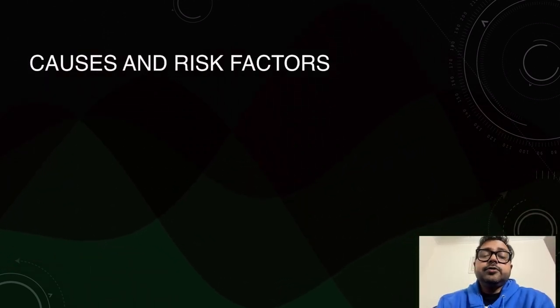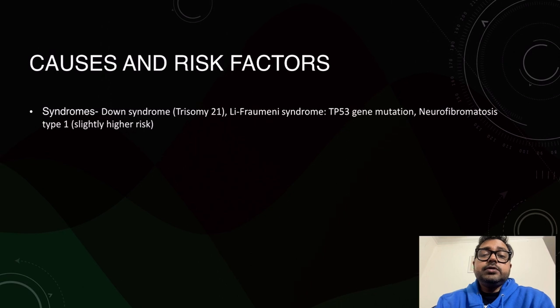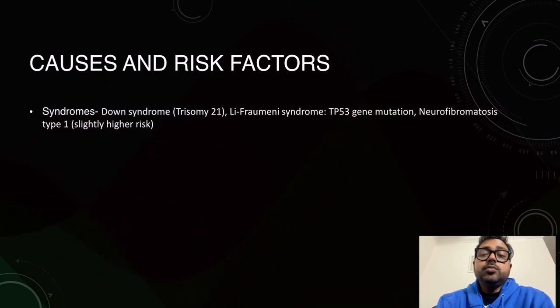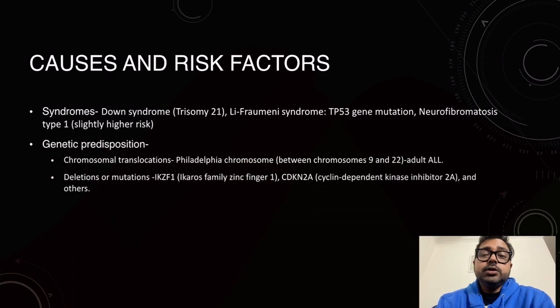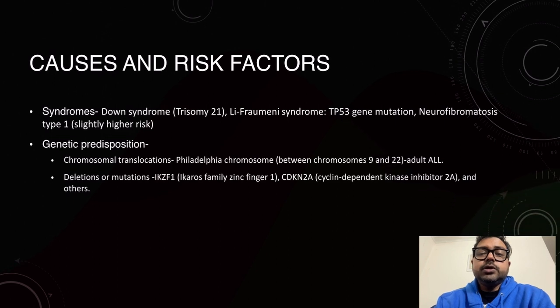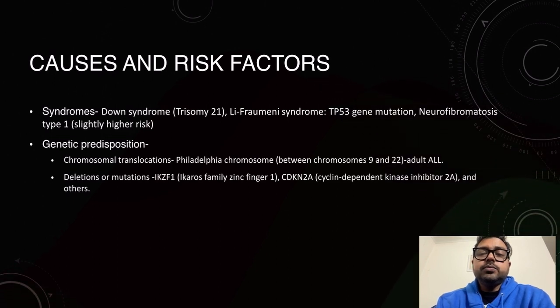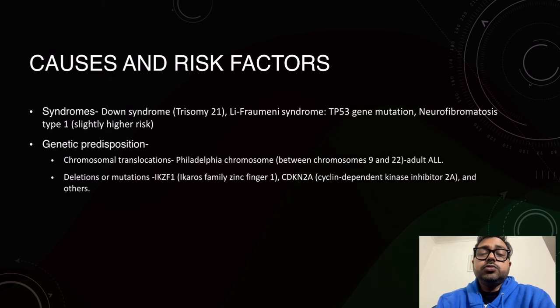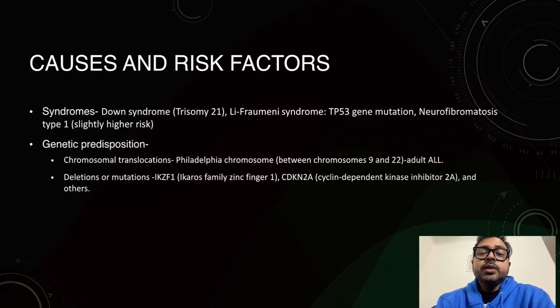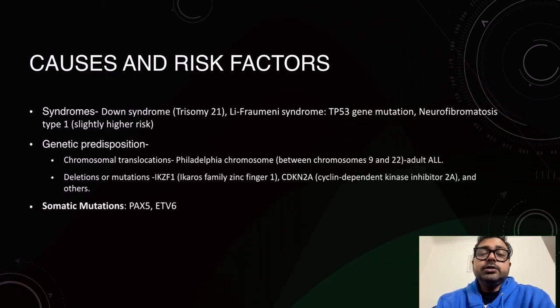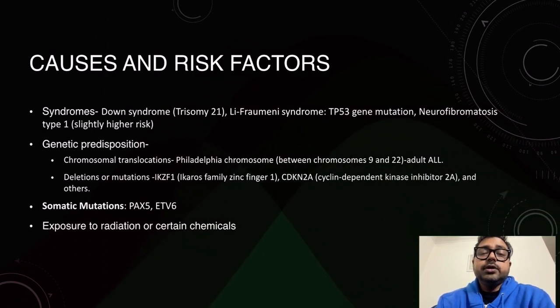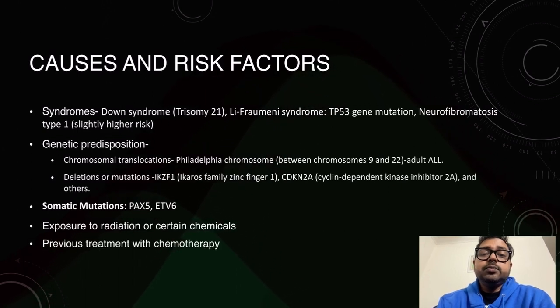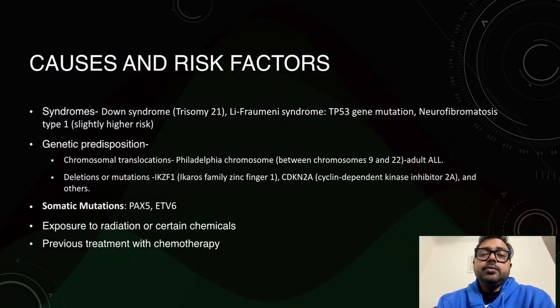What are the causes and risk factors? First, syndromes: Down syndrome, Li-Fraumeni syndrome, neurofibromatosis type 1 may be associated. A few genetic predispositions, like the chromosomal translocation between 9 and 22, the Philadelphia chromosome, are associated with adult-type ALL. Deletion and mutation of certain genes, somatic mutations like PAX5, ETV6, exposure to radiation and certain chemicals, and previous treatment for ALL.